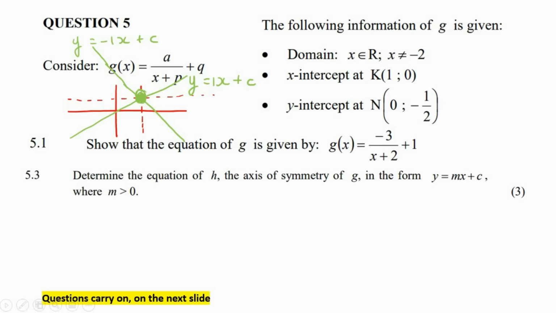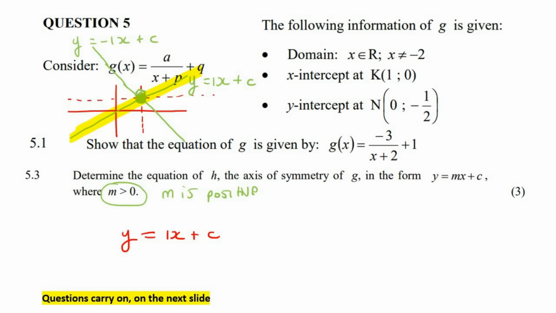Okay, so let's see what they're saying here. They're saying determine the equation of H, which is the axis of symmetry of G, in the form y = mx + c where m is bigger than 0. So what they're saying there is that m is positive. So they're talking about this line over here, the one with the positive gradient. So we can then say y is equal to 1x plus c. We don't have to say mx because we know the gradient is positive 1.